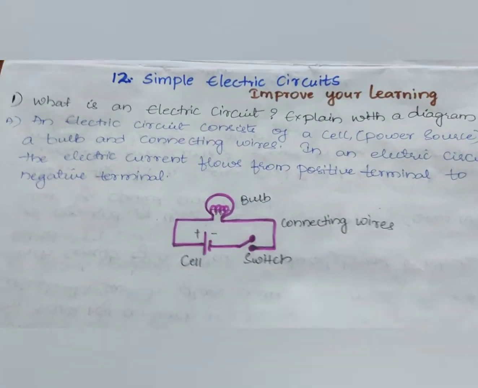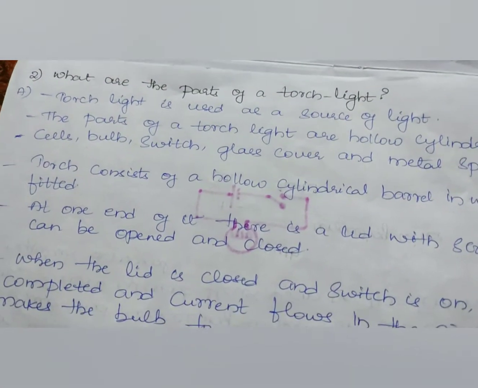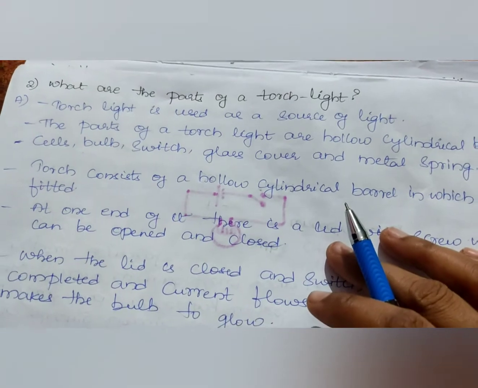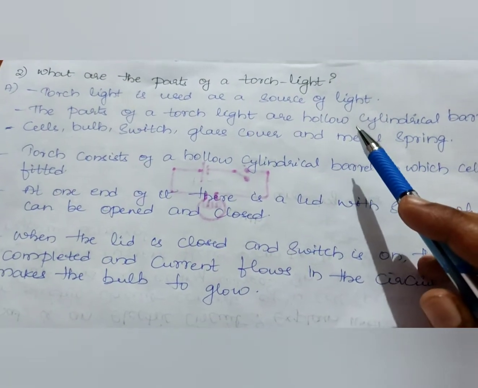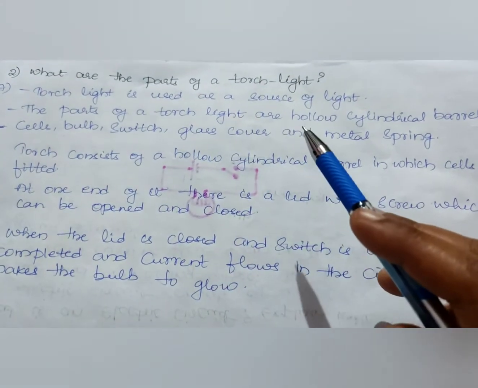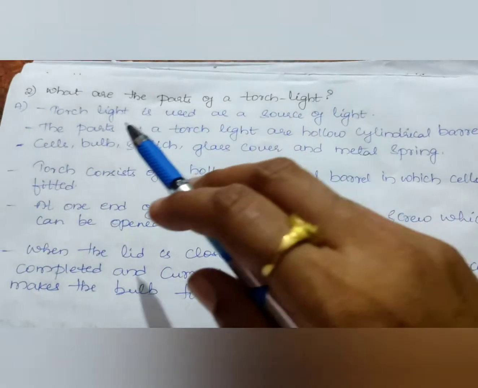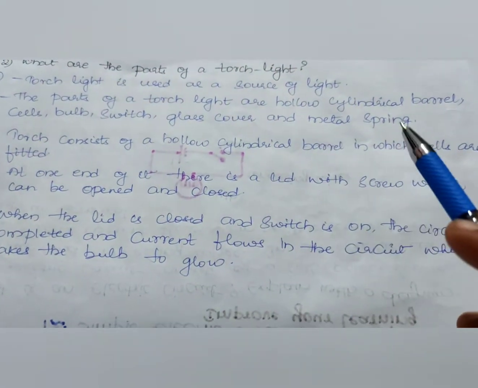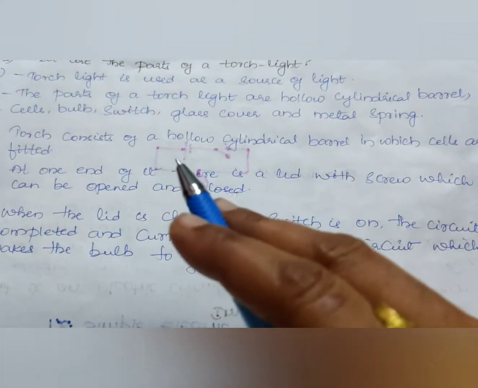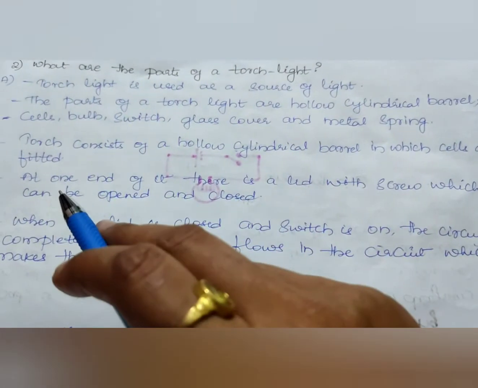Next question. Second question. What are the parts of a torchlight? See, a torchlight is used as a source of light. The parts of a torchlight are hollow cylindrical barrel, cells, bulb, switch, glass cover and metal spring. Torch consists of a hollow cylindrical barrel in which cells are fitted.